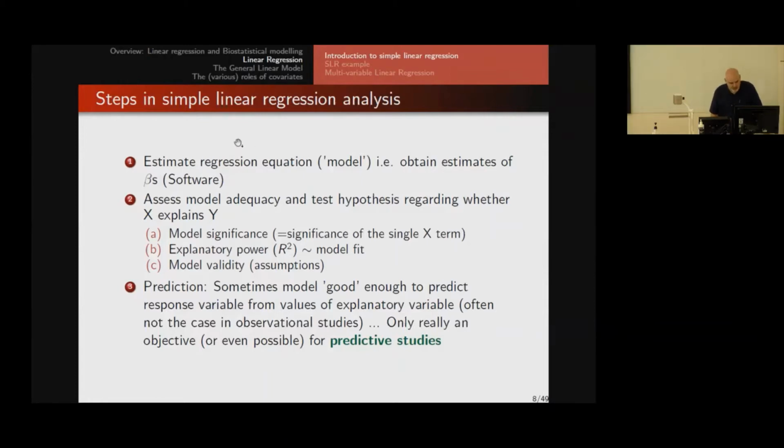Much more important to us is this second step, which is to decide, is our model a good model? Okay, so what do I mean by good? There are a couple of steps in assessing whether a model is good. The first is model significance. And in simple linear regression, that means our single predictor is associated with our single outcome variable. Okay, that's what it really means.